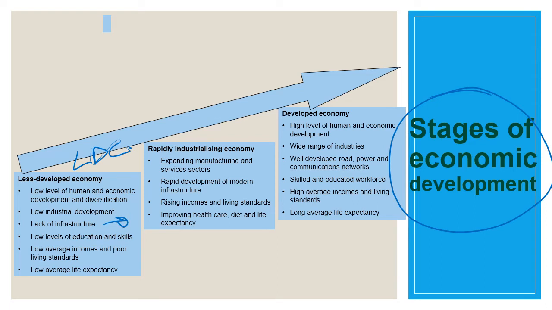People there, mainly, are not educated, and therefore we say we have low levels of education and skills. Also, the average income per capita is very low, and usually it is less than $1 a day. So because of that, this will definitely lead to poor living standards and low average life expectancy. So the life expectancy means on average, if I tell you the life expectancy of Vietnam is 45 years, it means on average people die at the age of 45.